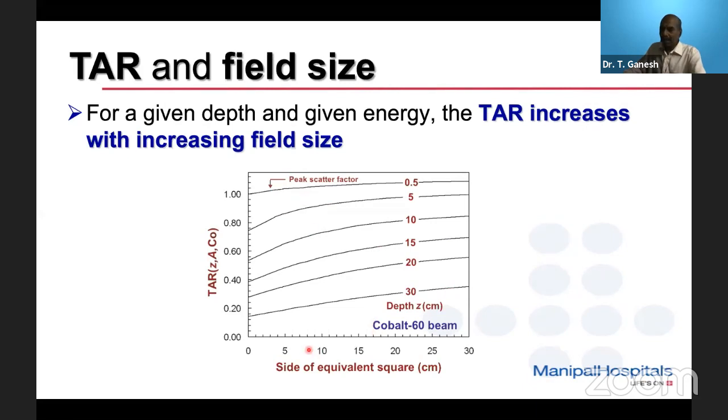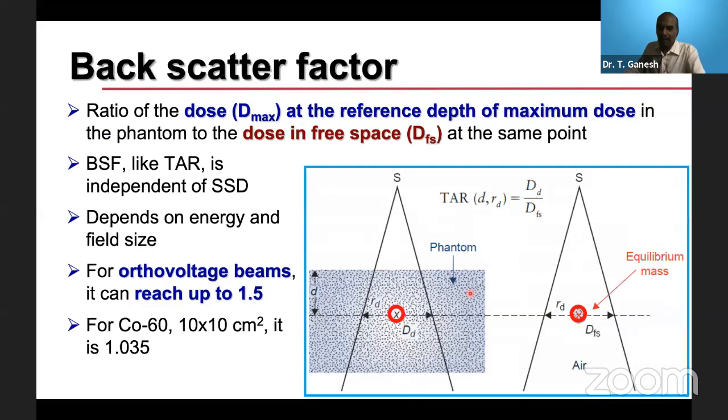And with increase in field size, just like in PDD, the TAR also will keep on increasing. As you can see here, this is the side of the equivalent square, and as the field size is increased, the TAR is also increasing, and these different curves are for different depths. So whatever the depth, as the field size is increased, the TAR value is increasing.